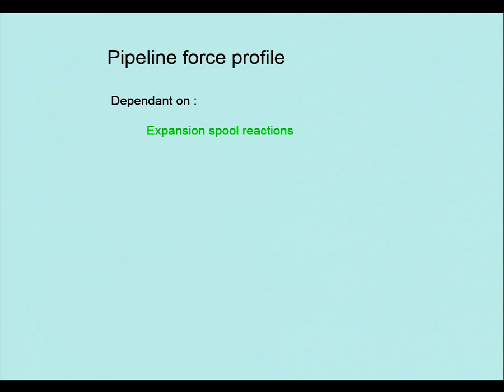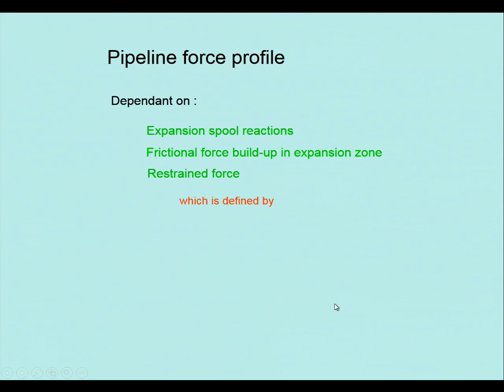So, depending on the design of this, that will oppose the movement of the pipe. So we need that effective length extension and the stress there, so we can design the force into these spool pieces. And that's why we do it. And that's called the expansion spool reaction. Frictional force build-up of the expansion zone. Strain force, which is defined by operating pressure, operating temperature, residual lay tension.